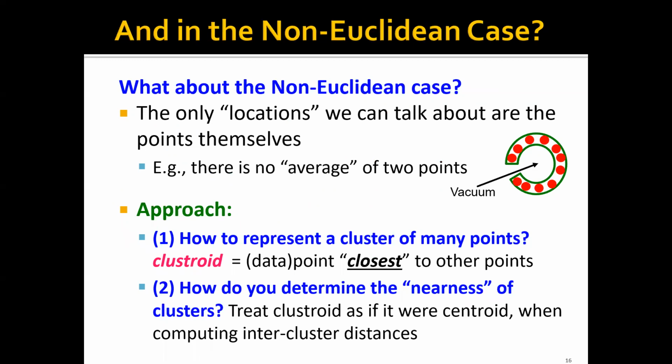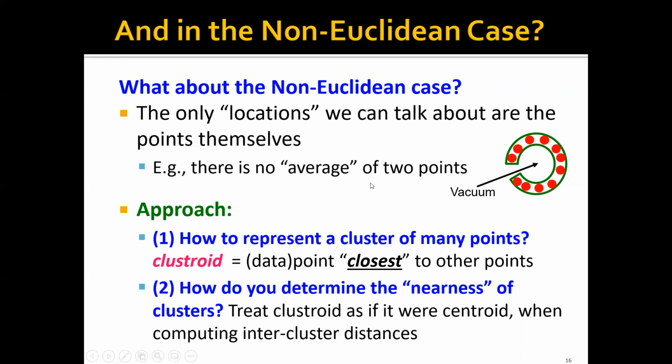Remember that we were assuming a Euclidean case, but what about the non-Euclidean case? In this case, the only locations we can talk about are the points themselves. So there will be no average of 2 points. For example, let's say that in the non-Euclidean space, we have a cluster of points that form in this shape. And if we want to directly use the average of all the points to represent this cluster, it will be some artificial point inside the vacuum here, which makes no sense.